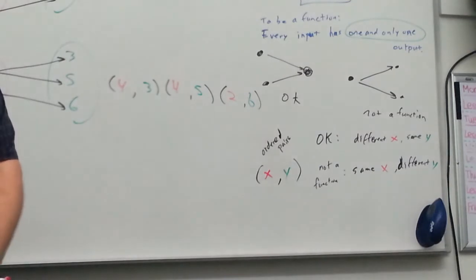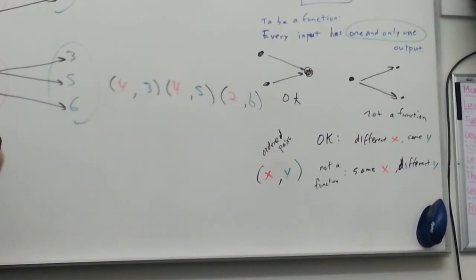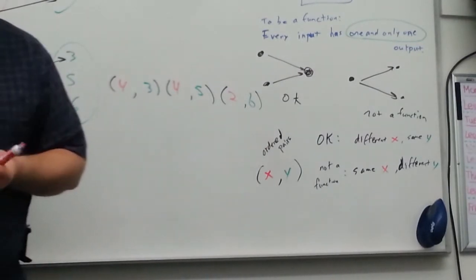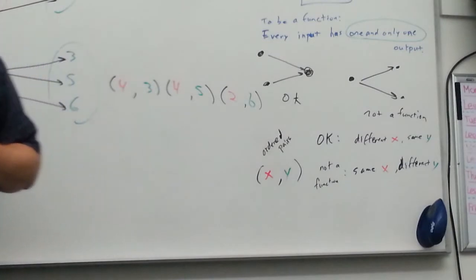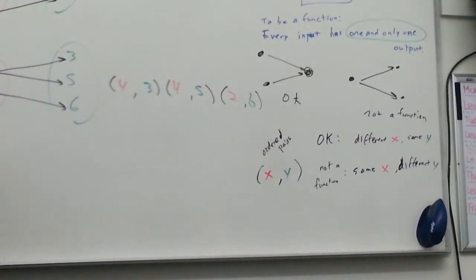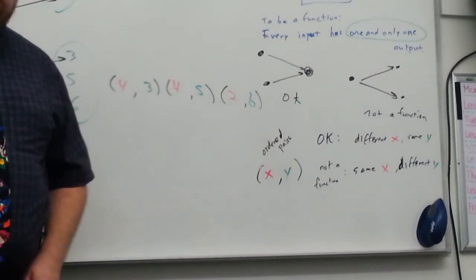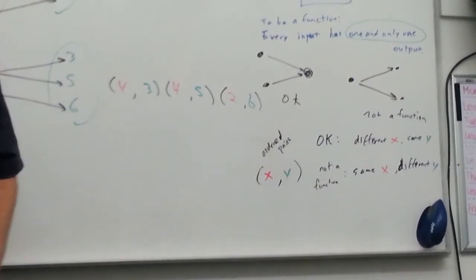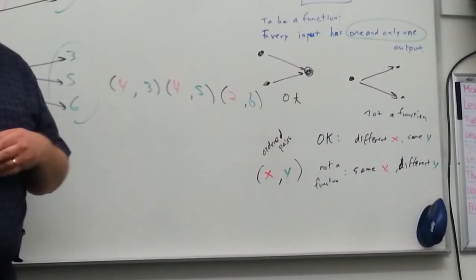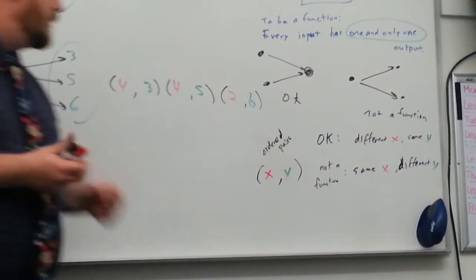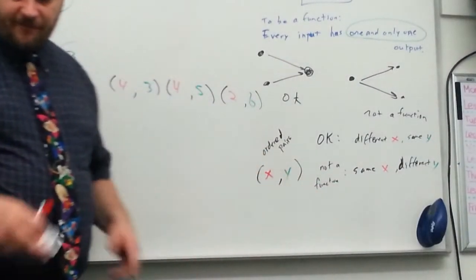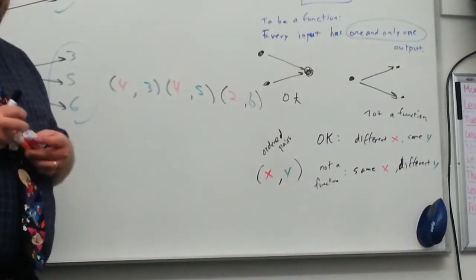Okay. So take a look at example 84.9, letter A. Are there any x's that have a different y with them? Yeah, there's 4, 6, and 4, 5. So that's not a function. That's not okay. So in 84.9, letter A, that is not a function.